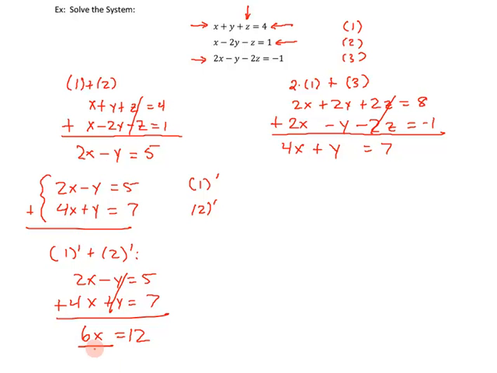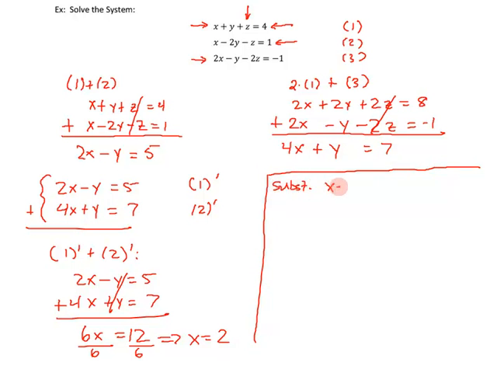Now to get x solved for, divide both sides by 6, and I end up with x is equal to 2. Now I have found one of my variables. Now how do I find the others? Well, I suggest we substitute x equal 2 back into one of these two. Let's say into 1 prime, into this equation right here. And you don't have to label these the same way I have. That's a way of me referring back to equations that I have in my problem.